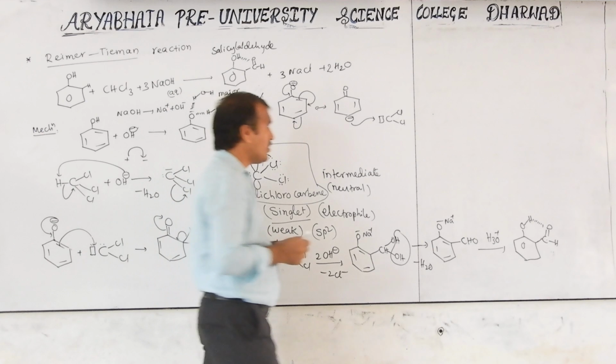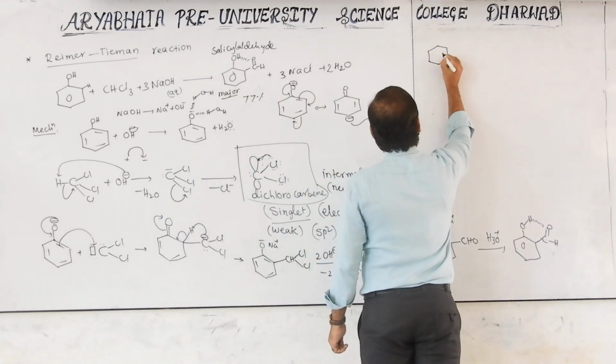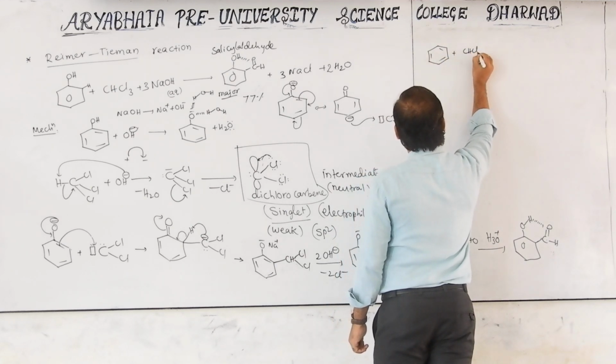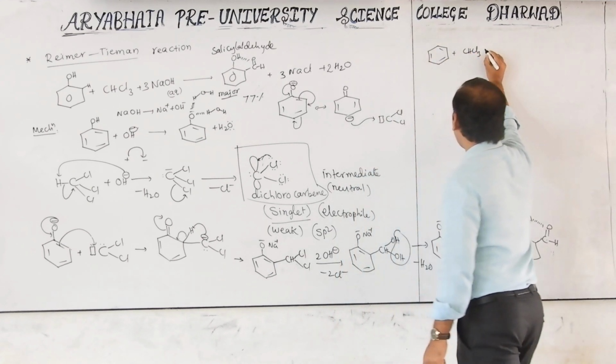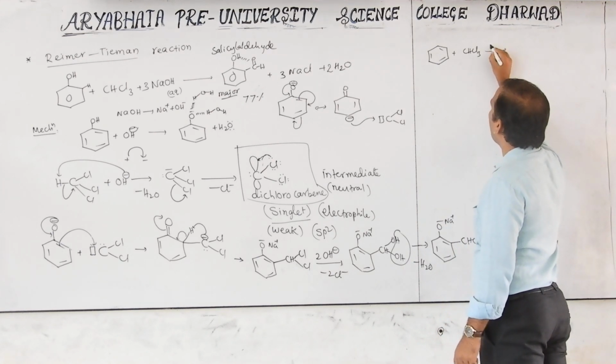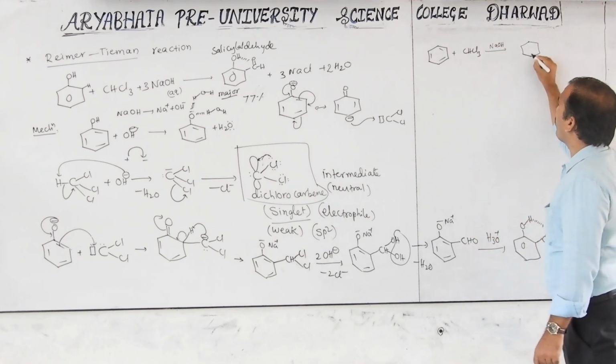Now the question is for you. Benzene reacts with CHCl3 and NaOH. Then can you get the benzaldehyde here?